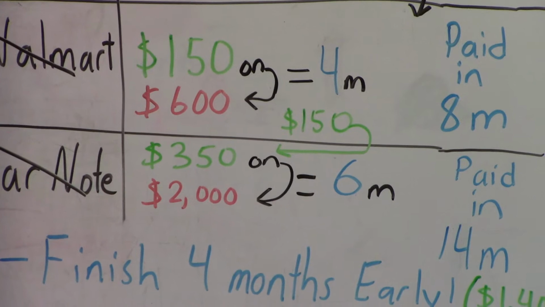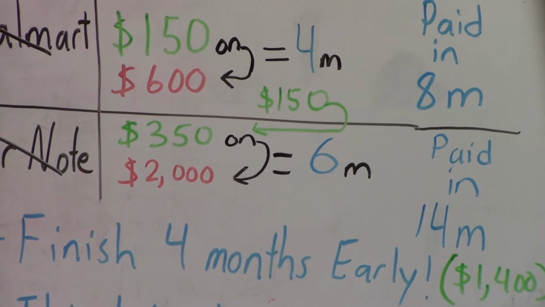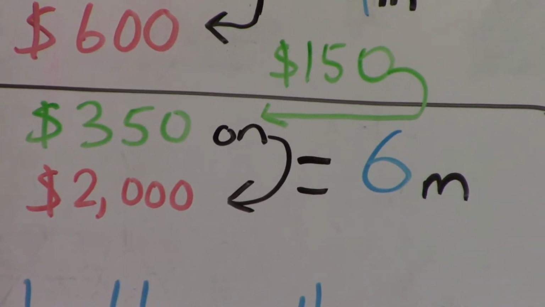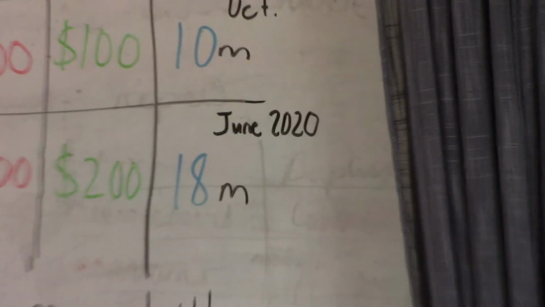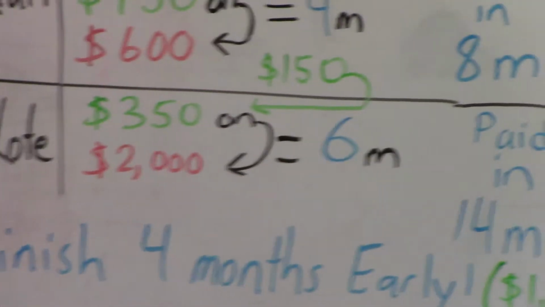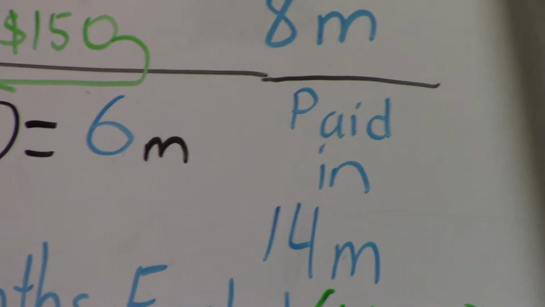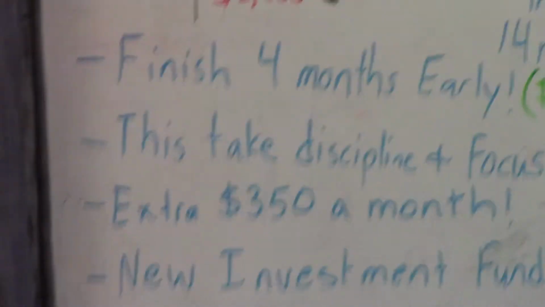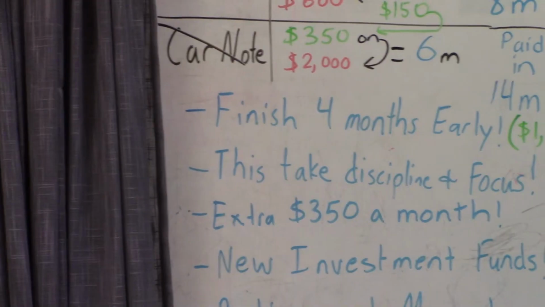We know $350 goes into $2,000 6 times. Well, 5.7 something. But anyway, that's going to take 6 months. Beautiful part about all of this was initially that car note was supposed to take 18 months. But that 6 months with that 8 months, you paid it off in 14 months. Ladies and gentlemen, we just saved 4 months. And with those 4 months, we finished early. 4 times 350 is $1,400.